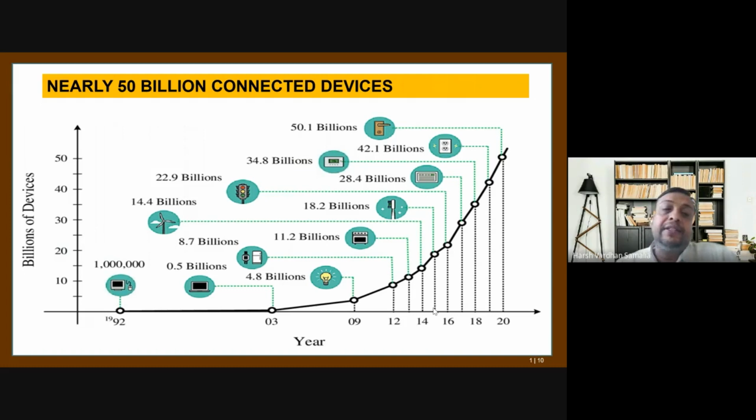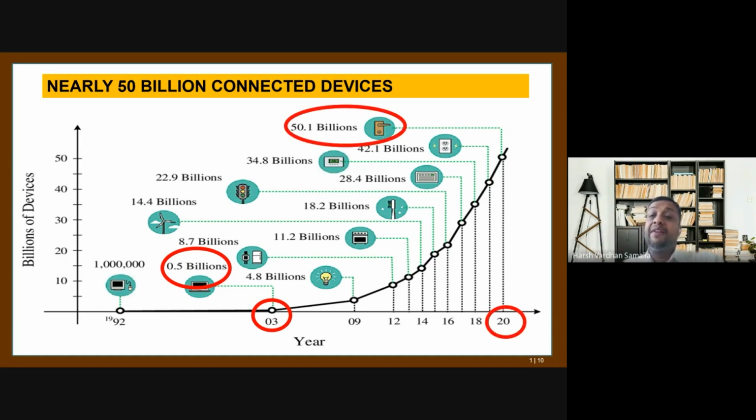The second big change that is happening is because of connected devices. If you look at this slide, the number of connected devices in the year 2003 was around half a billion, and this increased to more than 50 billion by the year 2020. I don't have the data till 2022, but I am quite sure the graph will be going almost vertically upwards. You can see the rise here.